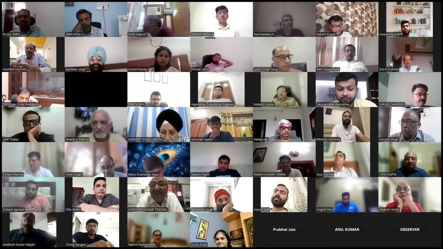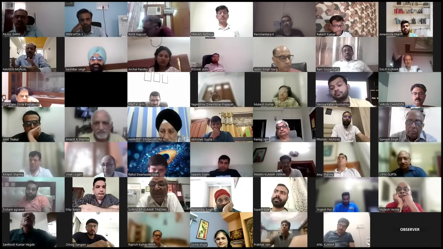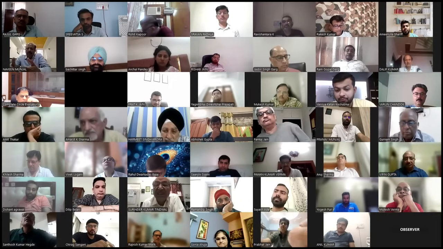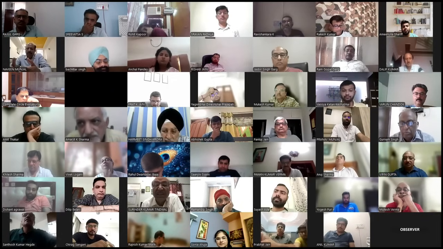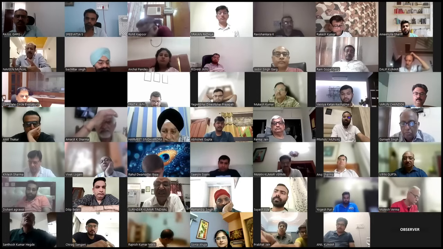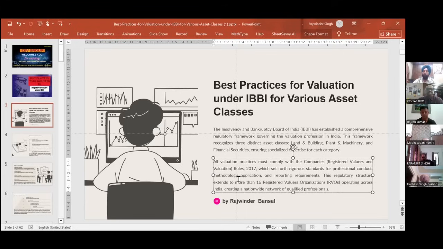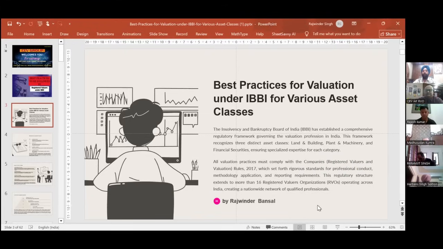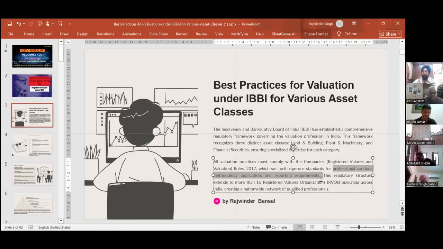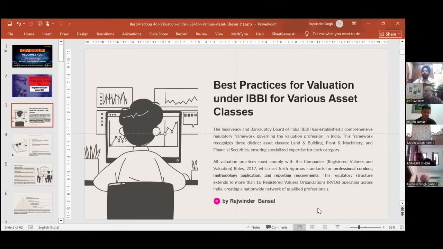First thing is professional conduct. Second thing is, there are different methods of doing valuation. So what methodology you have to apply for a particular valuation, that is most important. And then, what are the reporting requirements as far as IBBI is concerned for a particular valuation? So these three things we will be discussing today for all three asset classes.